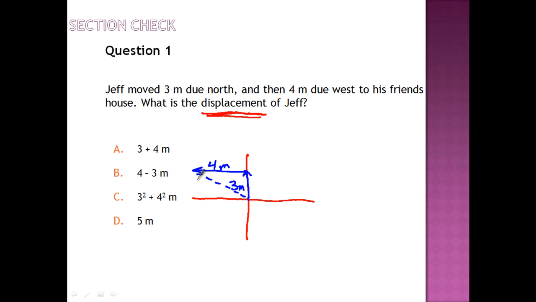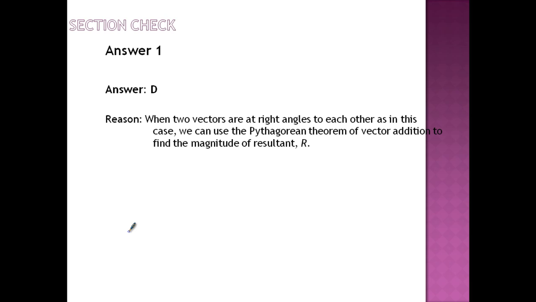So how far is he from where he started? This one's pretty easy. It's a 3, 4, 5 triangle. You can work it all out. 3 squared plus 4 squared, square root of that is going to give you 5 meters. So this guy is correct. And the long answer that I wrote out basically uses the Pythagorean theorem, and you get a 3, 4, 5 triangle. Pretty easy.